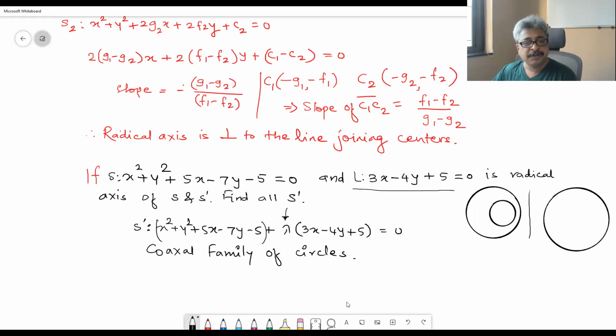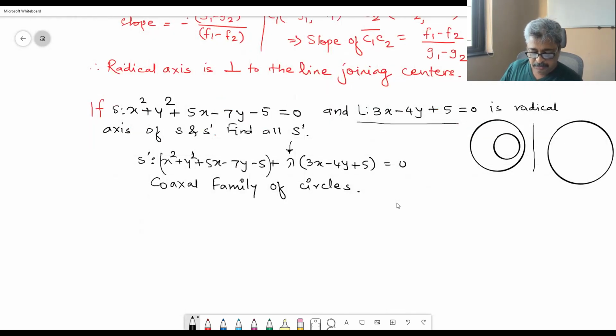Next result is: S1, S2, S3 be three distinct circles.